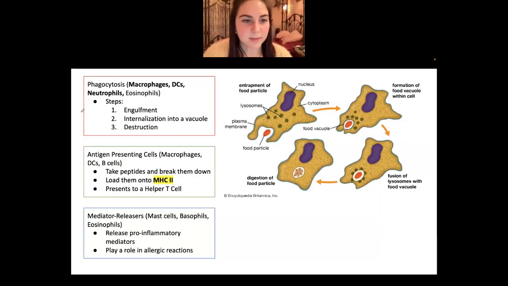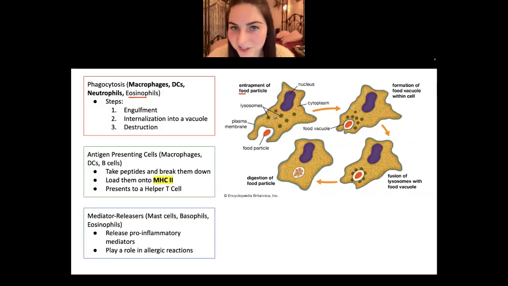So for these three things, going into a little bit more. Phagocytosis: macrophages, dendritic cells, neutrophils, eosinophils, sure, but again the main three are macrophages, dendritic cells, neutrophils. Here are the steps of phagocytosis, and I didn't go into too much detail. I just wanted you to understand what it is. They're saying this is entrapment of a food particle. That's fine. If it was a bacteria, it would be the same process.